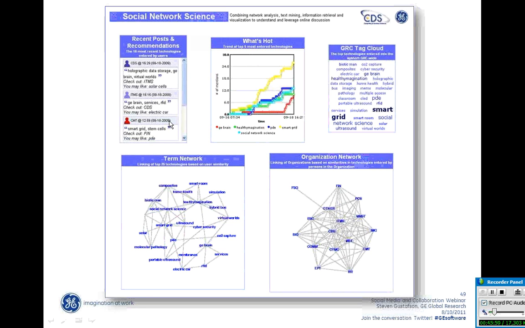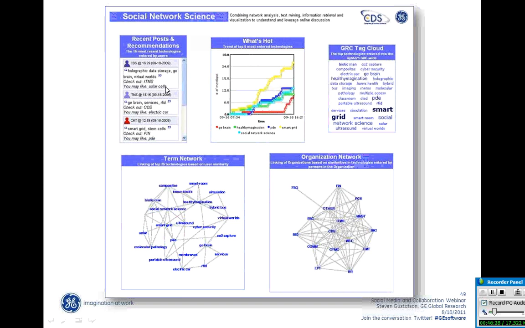To help drive interest here, we plotted some trend graphs about what was trending, what was hot, and then showed a tag cloud of what technologies were being entered. But the real key, two things from a network social media aspect, were these term networks down here. These related to the co-occurring terms that people are entering from what technologies they liked, and then the organizational network. And it's these networks that were created by social media that drove the recommendations.